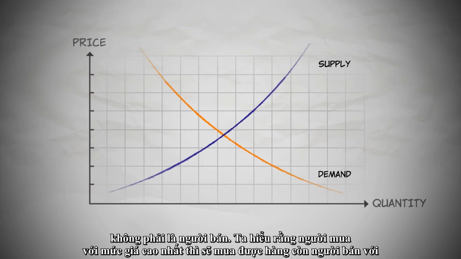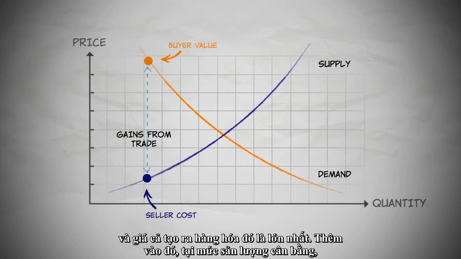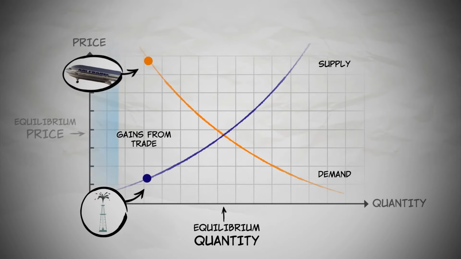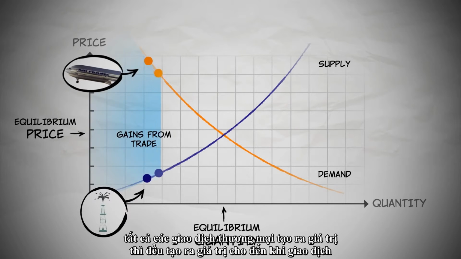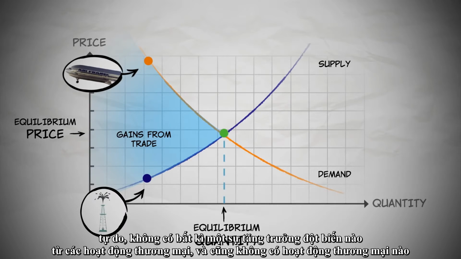Since the buyers with the highest values buy and the sellers with the lowest costs sell, the gain from trade, the difference between the value a good creates and its cost, is maximized. In addition, at the equilibrium quantity, every trade that can generate value does generate value up until the very last trade where the value to buyers is just equal to the cost to sellers. In a free market, there are no unexploited gains from trade and there are no wasteful trades.